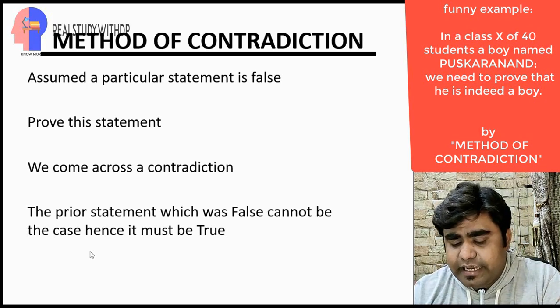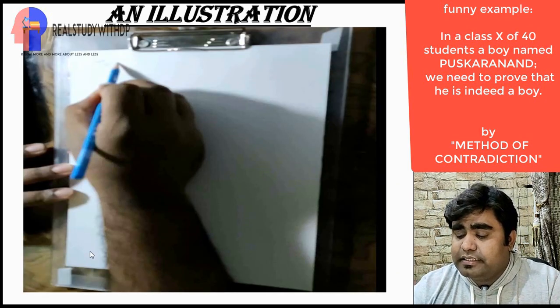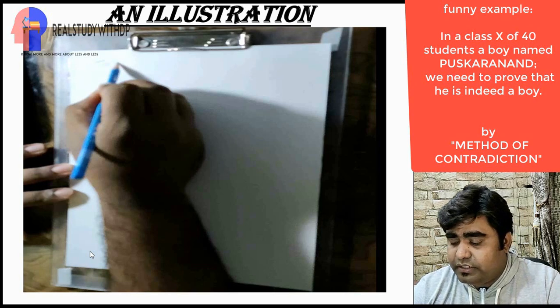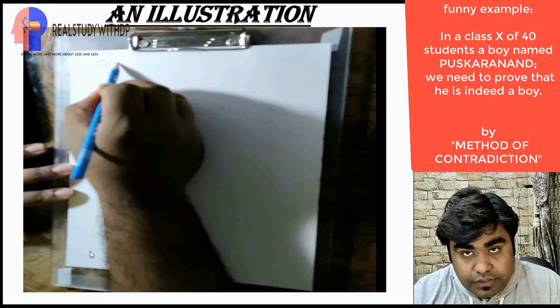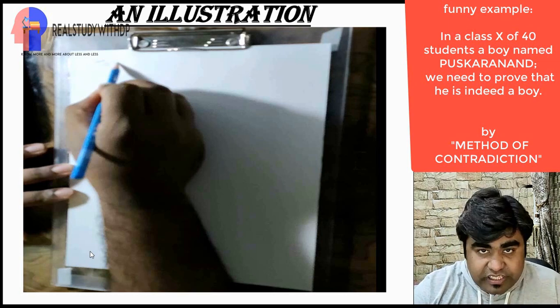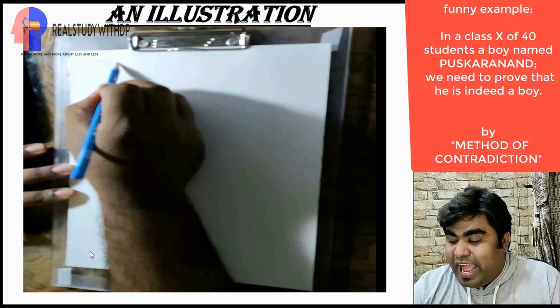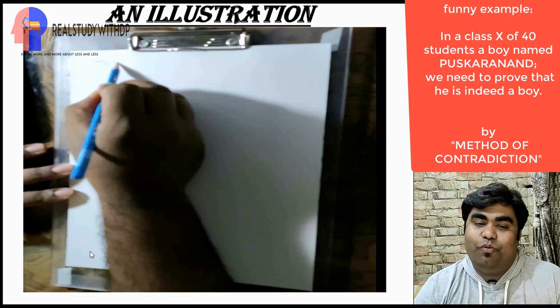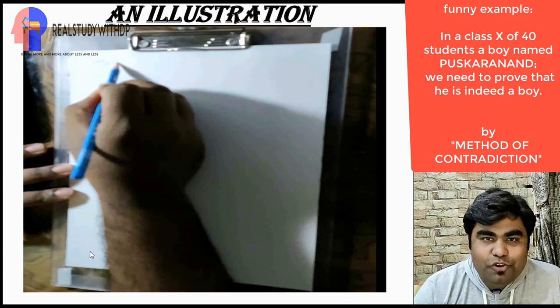So let's see that funny example. Let's consider a class of 40 students, with a boy named Pushkaranand. He's a boy, obviously. Now prove that he is indeed a boy by the method of contradiction.